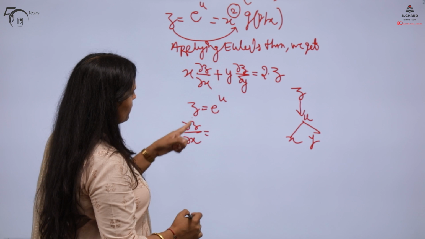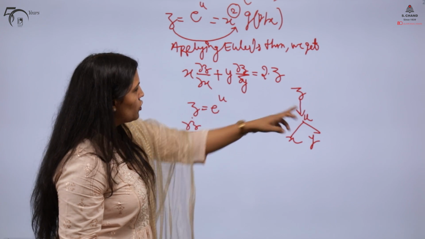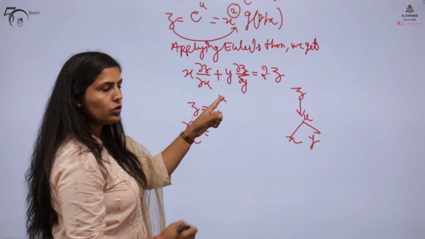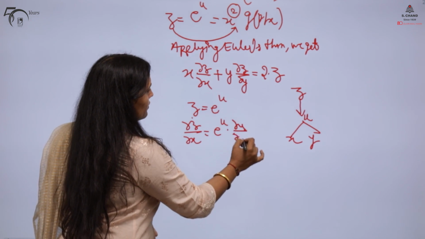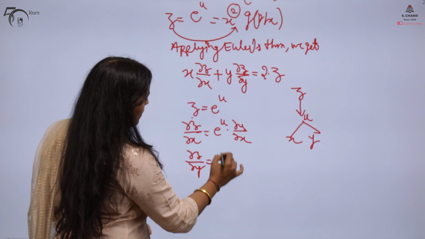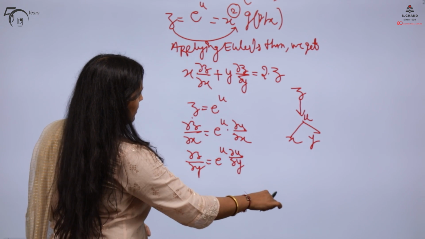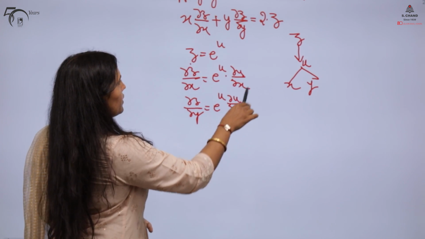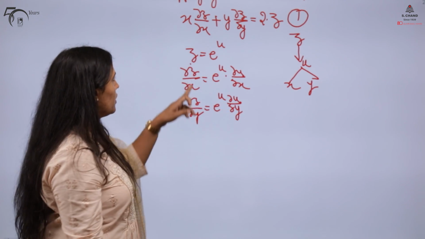How to move from z to x? First is the derivative of z with respect to u. So what is the derivative of e to the power u? It's simply e to the power u only. Then del u by del x. And then on the same parallel lines, del z by del y. So it will be e to the power u times del u by del y. Put up now, number this as 1. This equation is an important one.